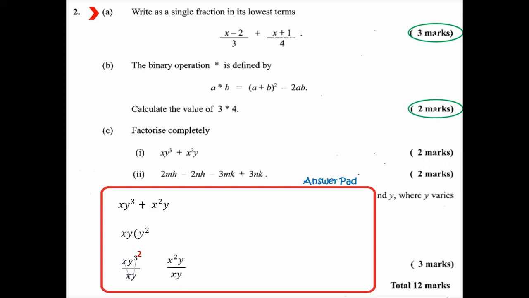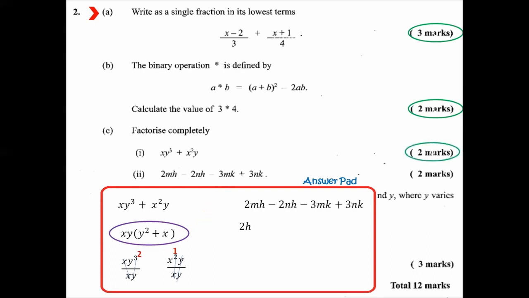And then for the other term, we divide it by the common factor as well. So x will cancel one of those at the top, leaving us with just the x. So it's xy, x squared plus xy, y squared plus x. And that's it for our 2 marks there.